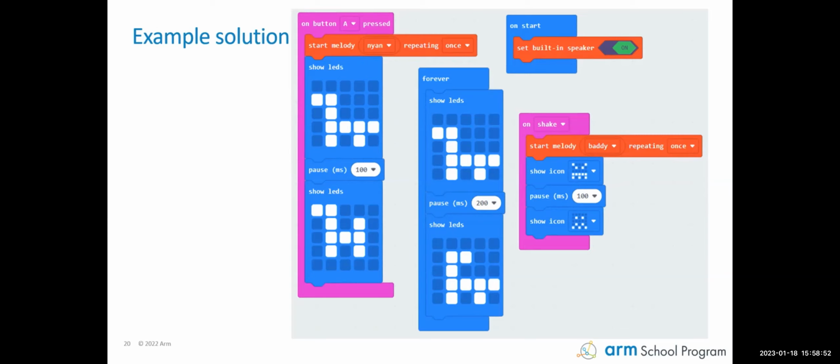So hopefully that makes sense. Whilst these blocks are relatively simple, there's a lot going on under the hood, and students can take these beginnings and go mad with them. They can add as much complexity as they want to. They could stack in those pauses and those show LED blocks to create really complicated animations. Obviously you're limited by the 5x5 matrix, but there is still an awful lot you can do with that, and you can create some really sophisticated stuff if they have time to play with it.